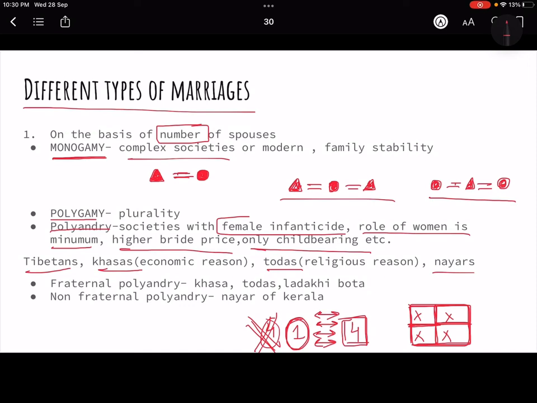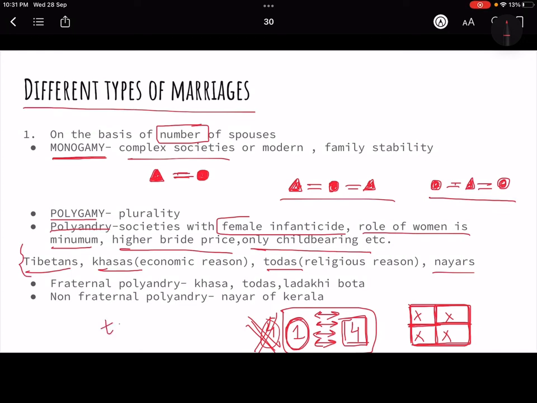So that is why they need to be together. For that reason also, if there is one wife only, then there will be no problem. Every brother will be a part of the same family. Then they will not diverge or disintegrate into smaller families, right? One reason for Tibetans and Khasas could be economic.